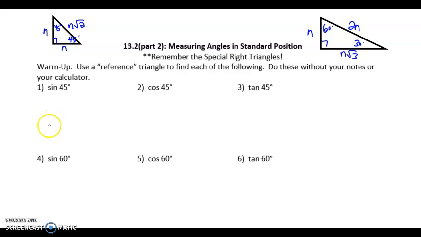All right, what is the sine of 45? So if I start at 45 degrees and I want to do the sine, so that's going to be my n, and actually, let's just let n be 1. You could let n be 1, you could let n be 5, whatever you want to let n be, it will work. So if we let n be 1, then the hypotenuse is square root of 2. Over here, we'll let n be 1 as well. So we have 1, 2, and the square root of 3.